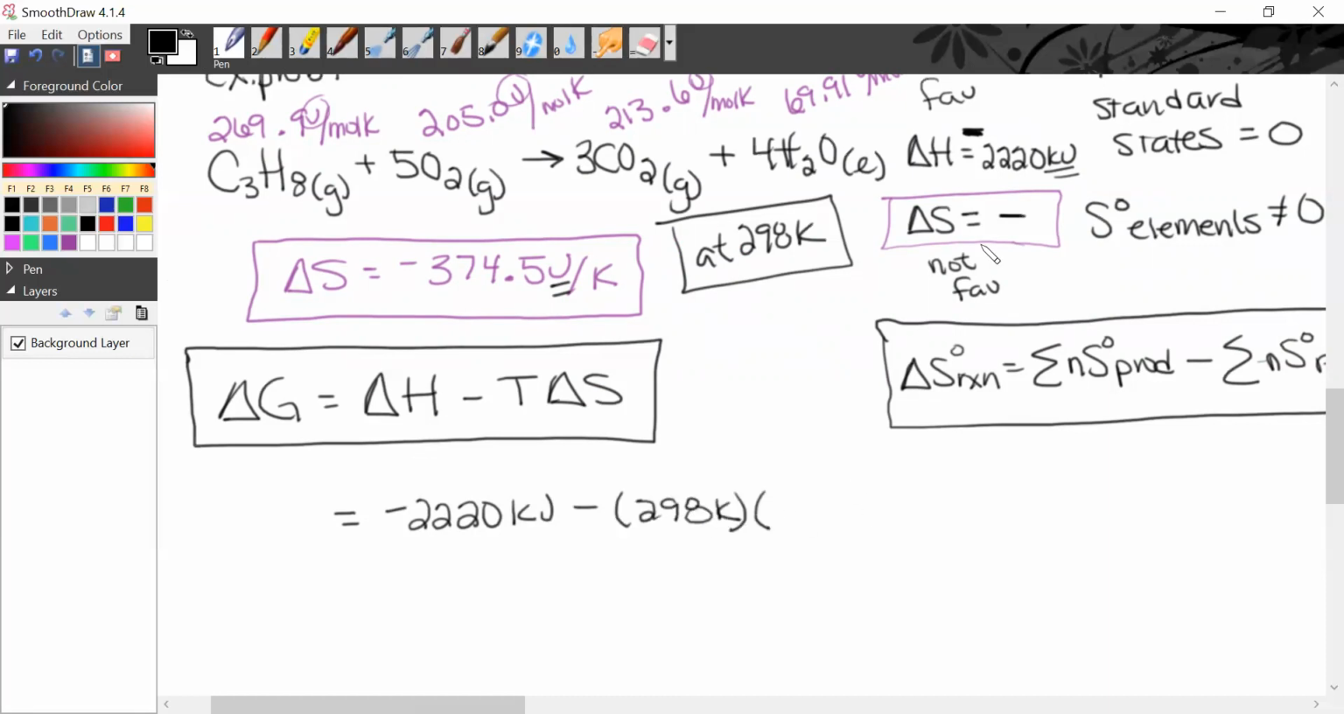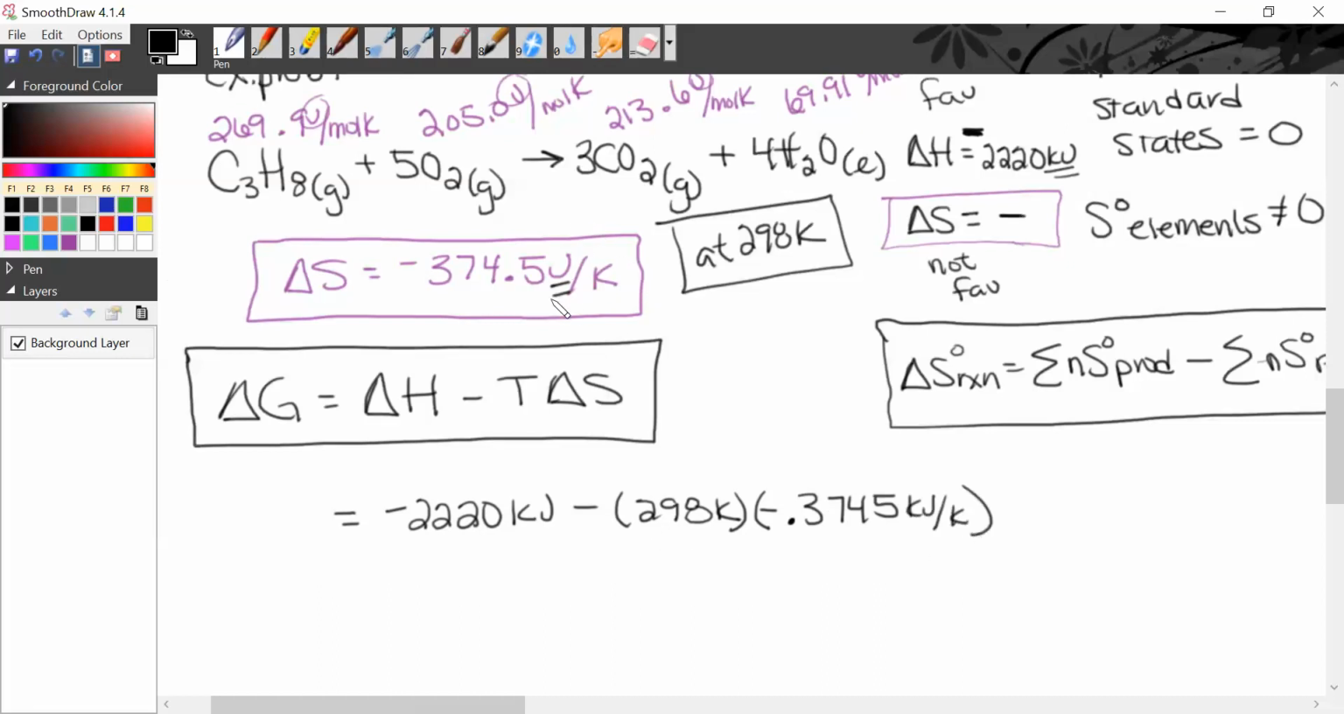Phoebe, what's your thing? I'm gonna convert my joules to kilojoules. Negative point 374. I thought we left it as... Oh, I did this wrong. I got it.